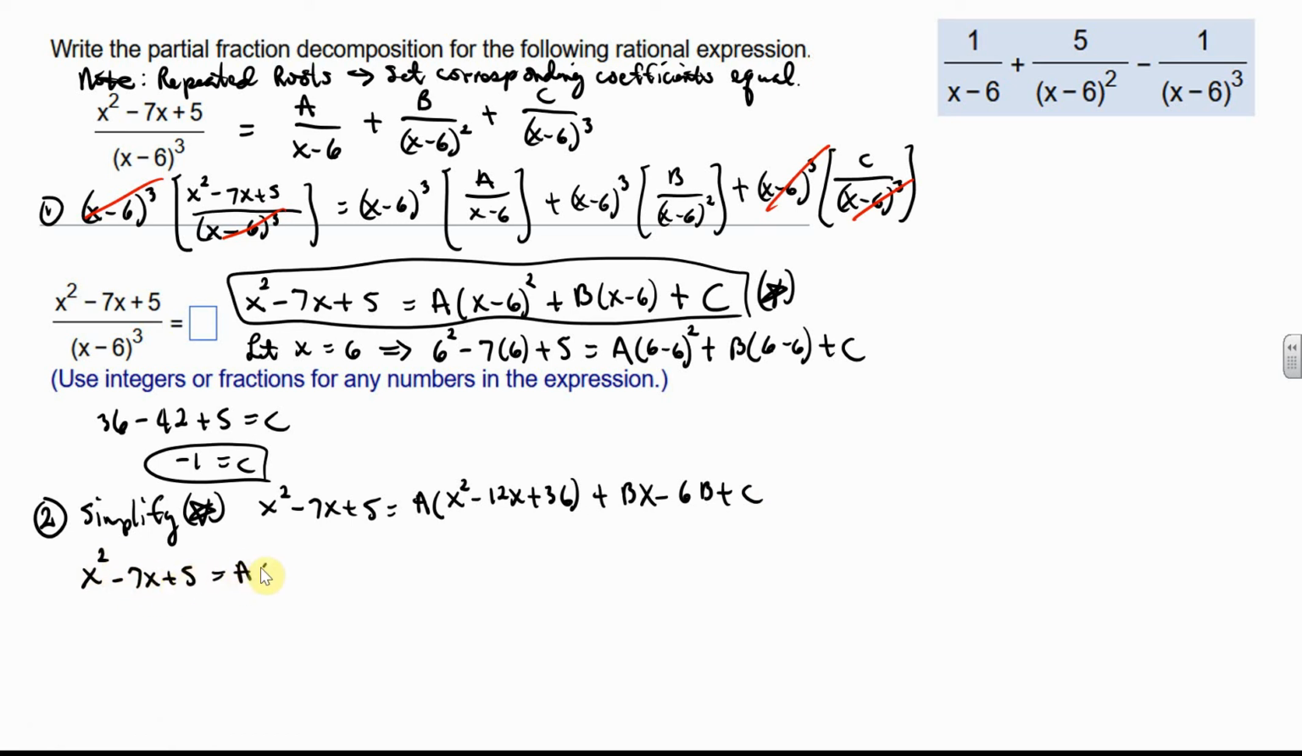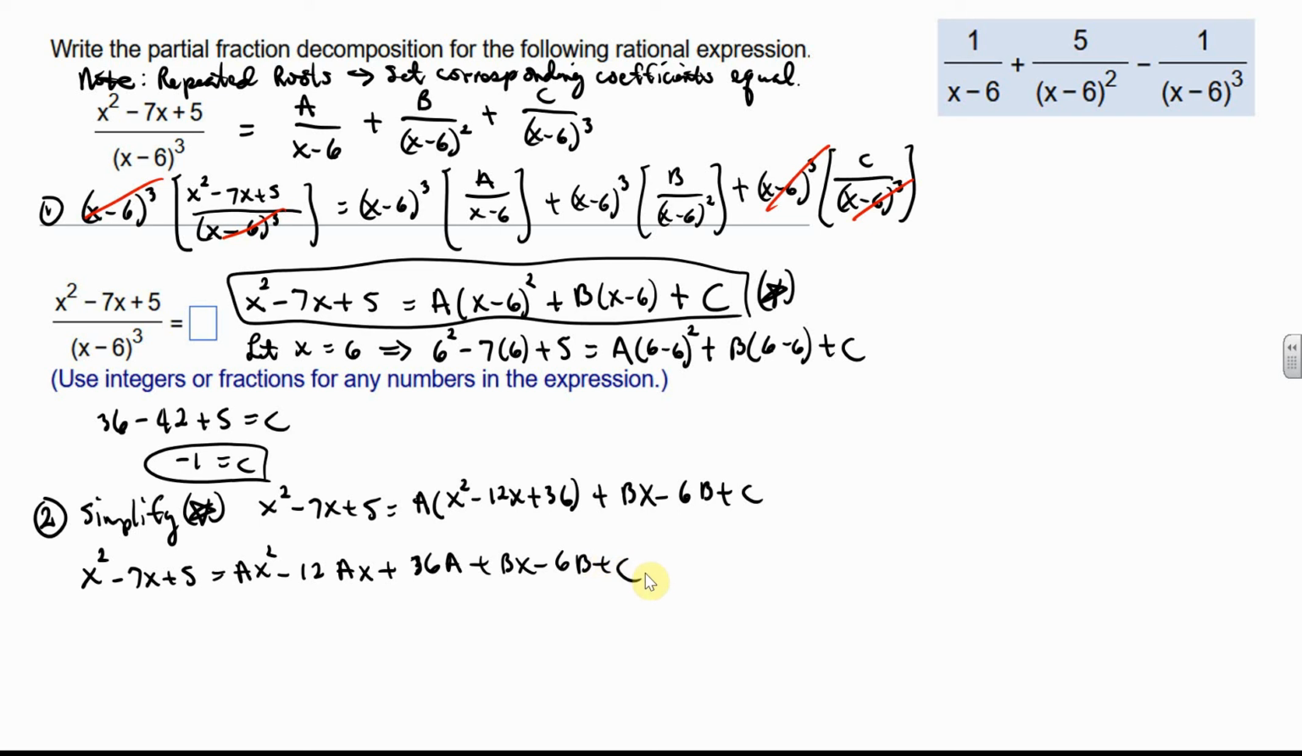So this is a times x squared minus, I'm going somewhere, so hold on. Stick close to me. 12ax, just running this a through the parentheses, plus 36a, plus bx minus 6b plus c.